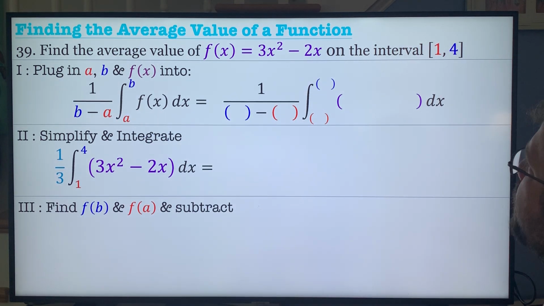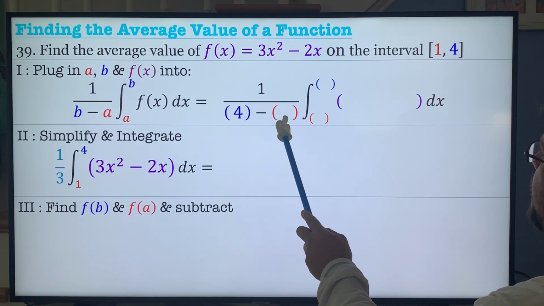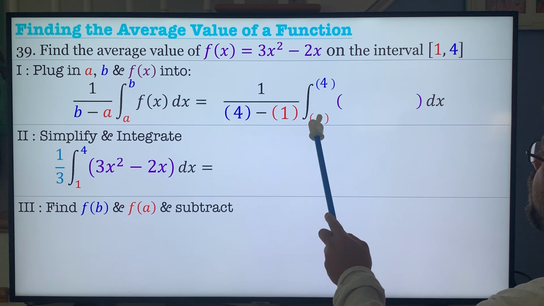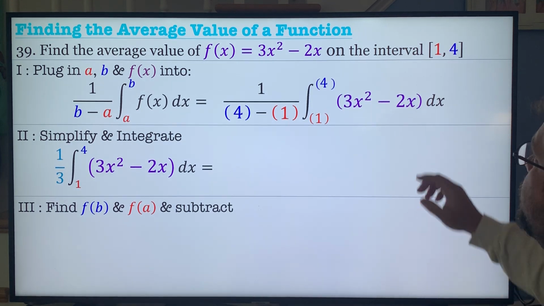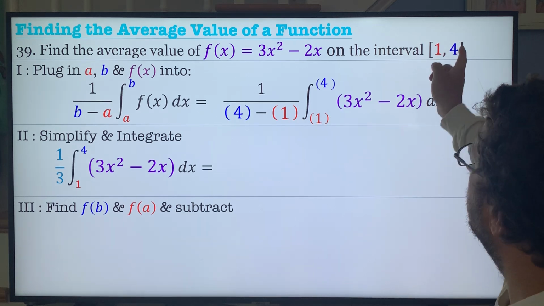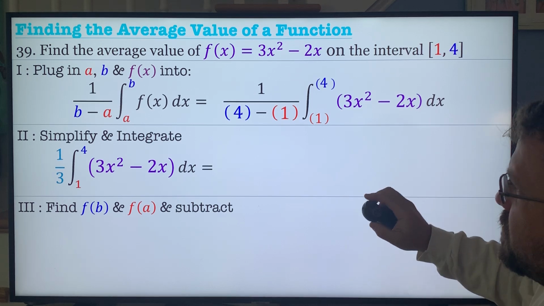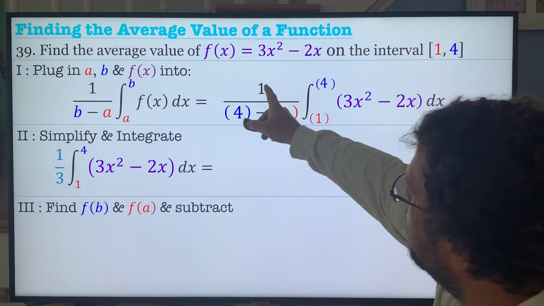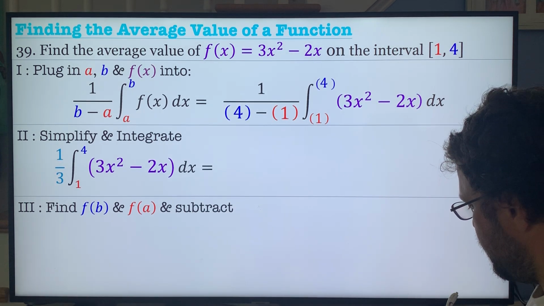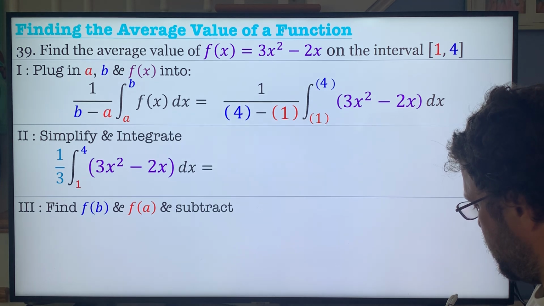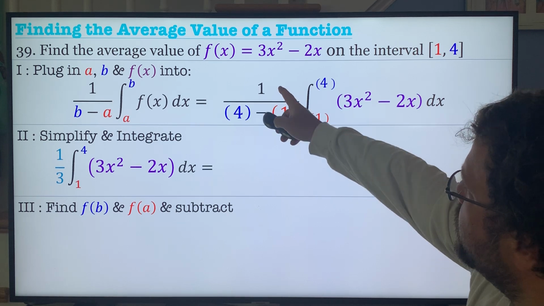Let's look at b first. b is 4. So 1 over 4 minus a, which is 1, from 1 to 4, and then this becomes your equation. See? 4, 4, 1, 1, equation. Awesome. Step 2: simplify and integrate. I already simplified it for you. 1/3 from 1 to 4, right? 4 minus 1 is 3.